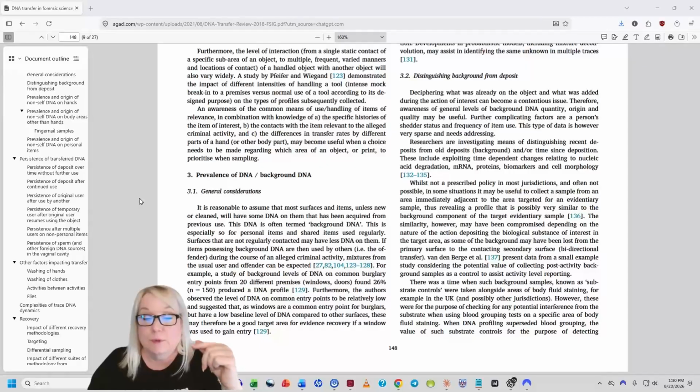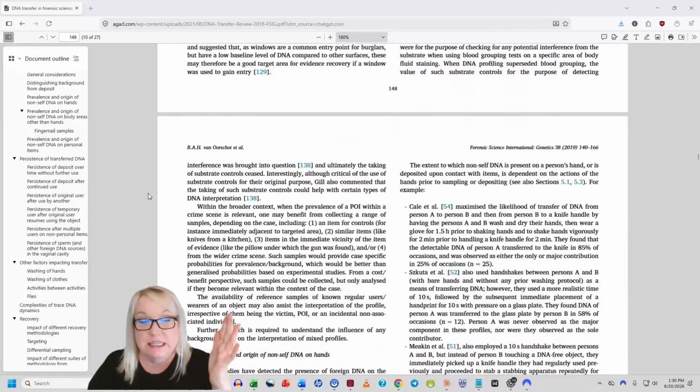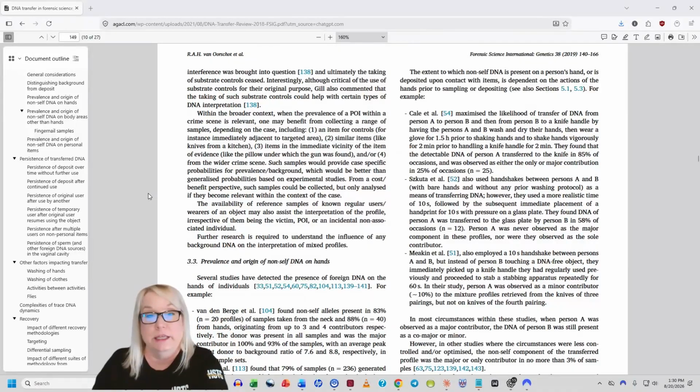However, these were for the purpose of checking for any potential interference from the substrate when using blood grouping tests on a specific area of body fluid staining. When DNA profiling superseded blood grouping, that's the ABO, the value of such substrate controls for the purpose of detecting interference was brought into question, and ultimately, the taking of substrate controls ceased.